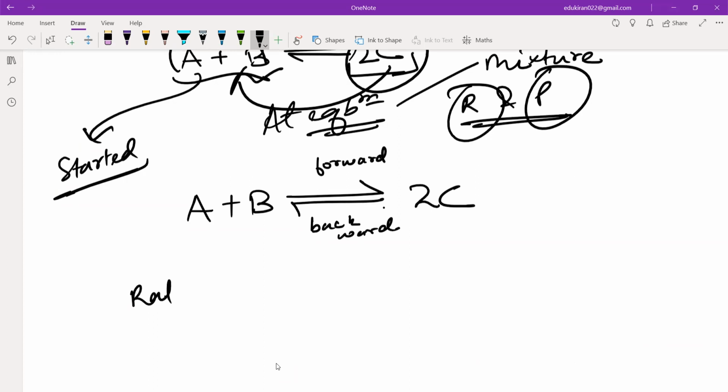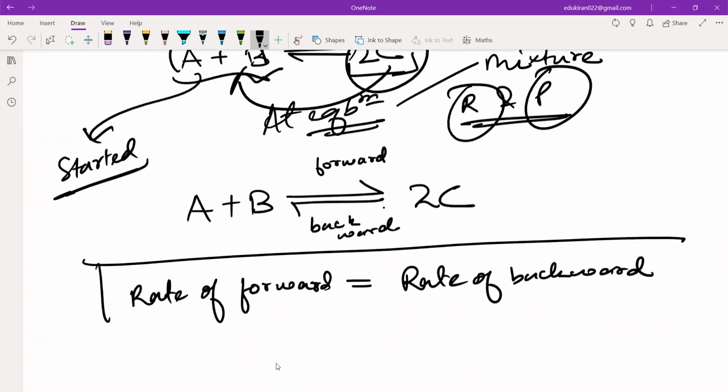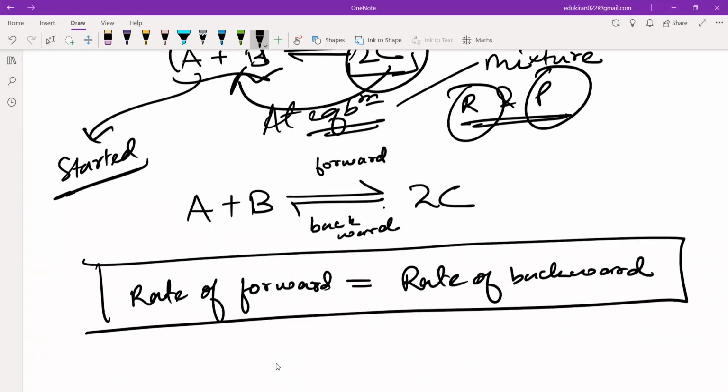Now when the rate of forward reaction is equal to the rate of backward reaction, then we say that equilibrium has been achieved. Because as soon as we had A, we added some B, we started seeing some moles of C being formed. Then we added some more B, and now we see that the concentrations of A and B are not changing, and the concentration of C is also not changing. What does that mean? The reaction has stopped? No, the reaction has not stopped.